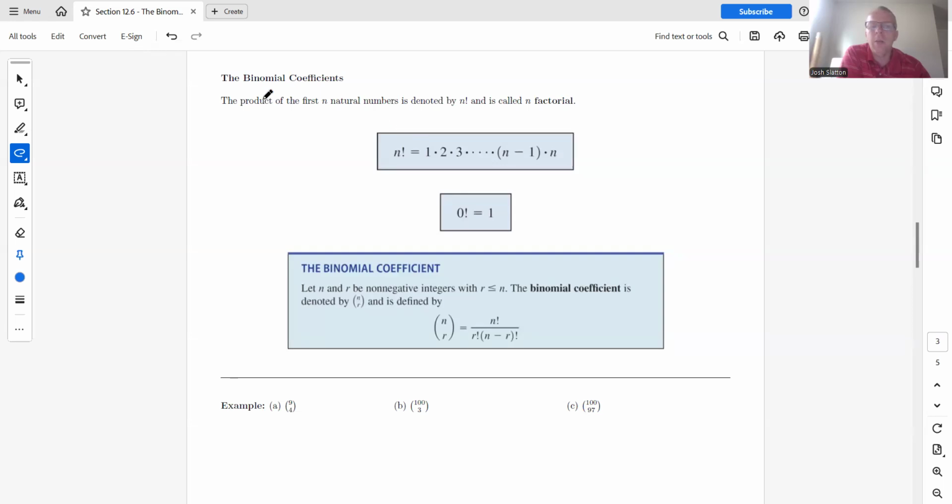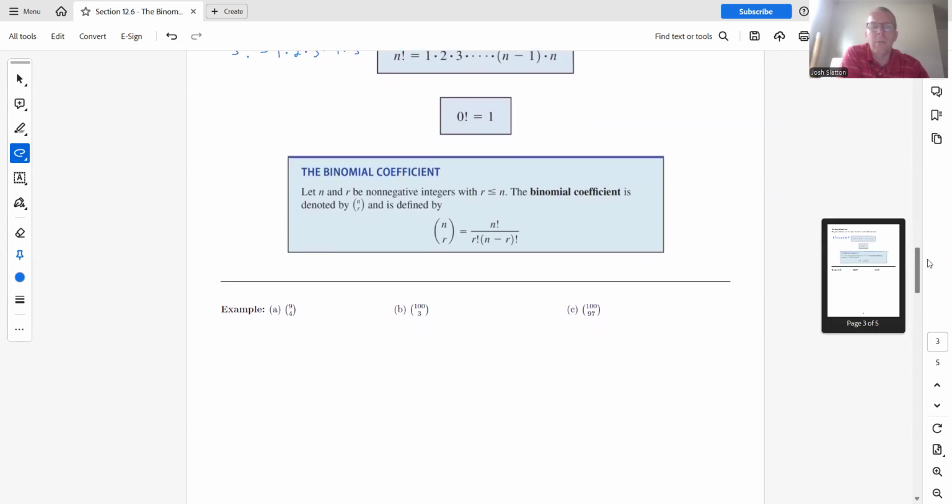And so the product of the first n natural numbers is denoted by n with an exclamation, and it's called n factorial. All it is, like say 5 factorial would be 1 times 2 times 3 times 4 times 5. So you just go up to whatever that number is, multiply that number by all the numbers that come before it. And by definition, 0 factorial is 1. And it is provable that it is 1.